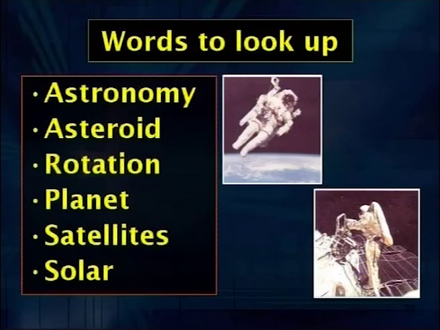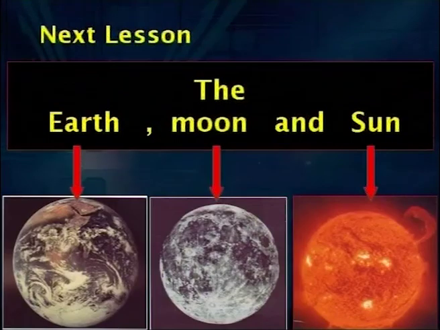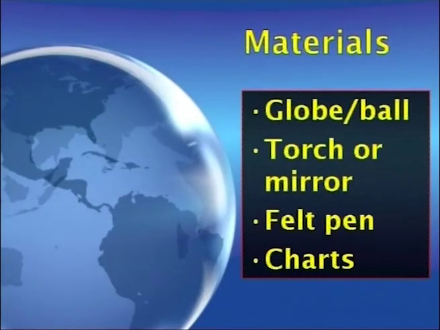Our next lesson topic will be on the Earth, Moon, and Sun. Materials that you are required to bring: a globe. If you do not have a globe, we may use a ball, and a torch. If no torch, teachers, you may use a mirror and fix the mirror outside where you can reflect the sunlight into your classroom. Felt pen and charts.